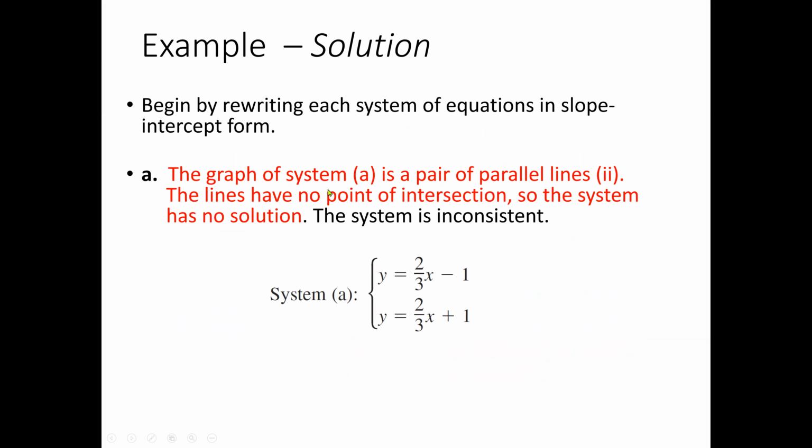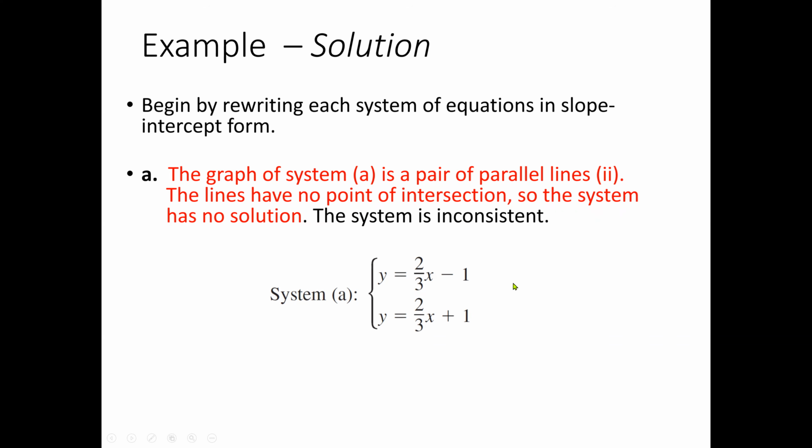So here we say the graph of system A is a pair of parallel lines. If the slopes are the same, then we have an inconsistent system. Remember, the lines will be parallel. But if we have 2/3 x plus 1 and 2/3 x plus 1, the equations are the same. If the equations are the same, it means we get infinite solutions.